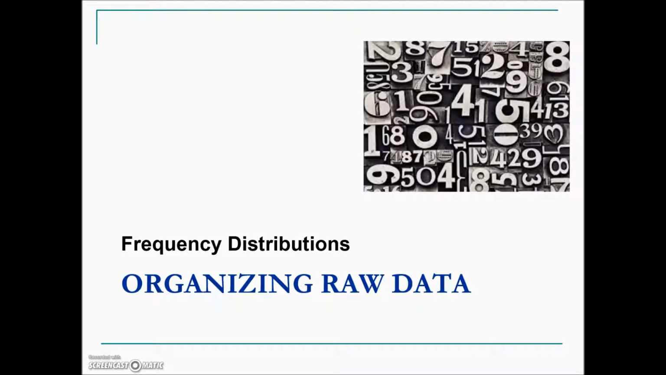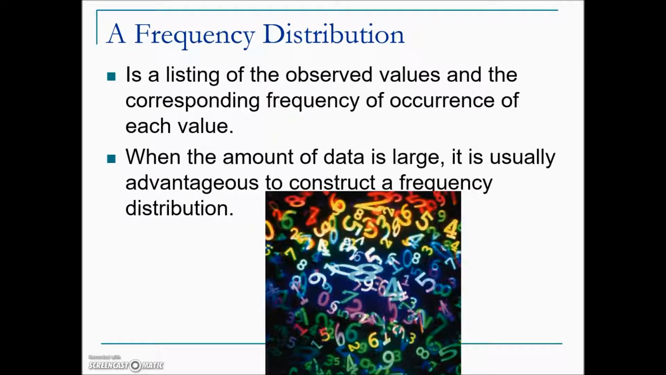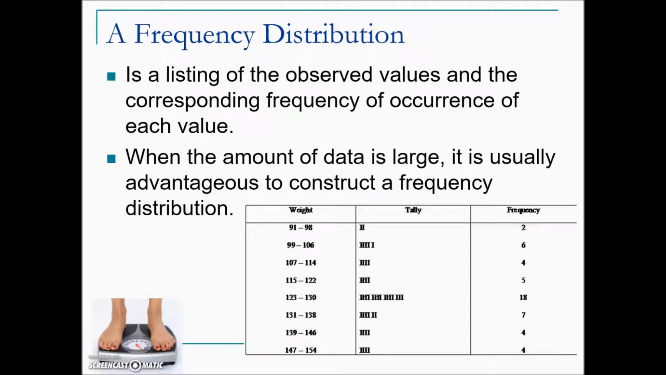Frequency distributions, organizing raw data. A frequency distribution is a listing of the observed values and the corresponding frequency of occurrence of each value. When the amount of data is large, it is usually advantageous to construct a frequency distribution. Here in this picture, numbers are all over. It's hard to make sense of this raw data versus this graphic, which is showing a frequency distribution.